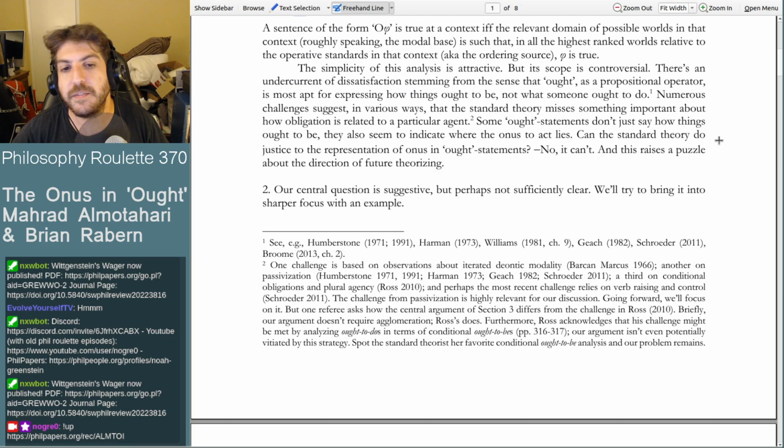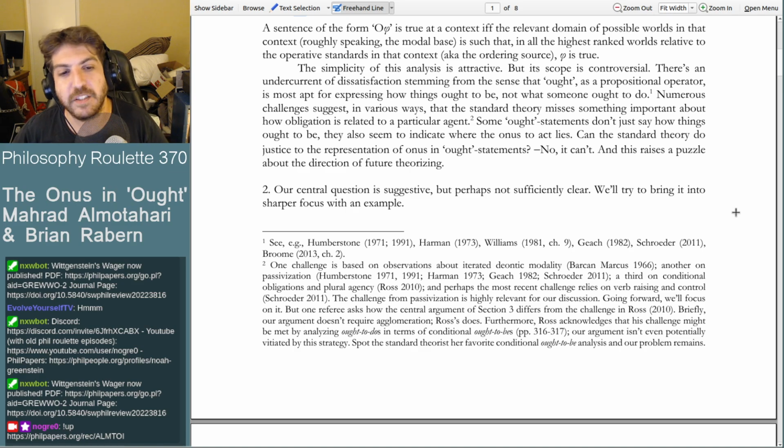The simplicity of this analysis is attractive, but its scope is controversial. There's an undercurrent of dissatisfaction stemming from the sense that ought, as a propositional operator, is most apt for expressing how things ought to be, not what someone ought to do. Really? I mean, the scope is controversial. Sure, I guess that's controversial. I don't know this literature, so they got a bunch of references to say that people are actually worried about this. But you can switch out the scope easily. That's not a problem. Anyway, continuing.